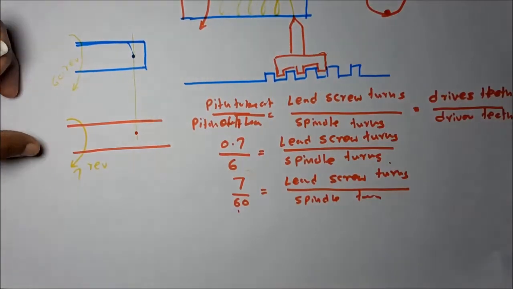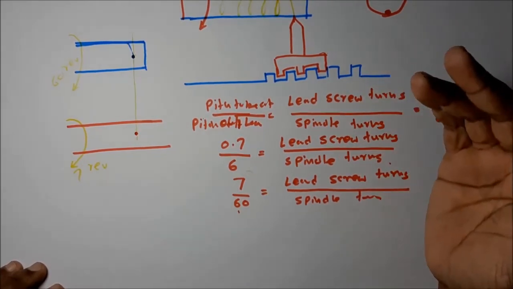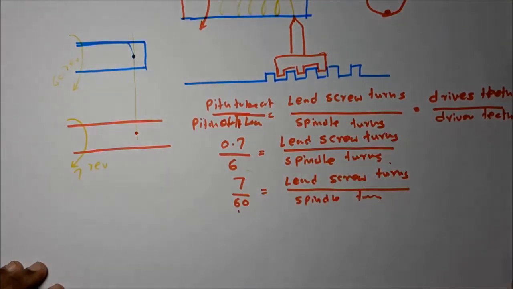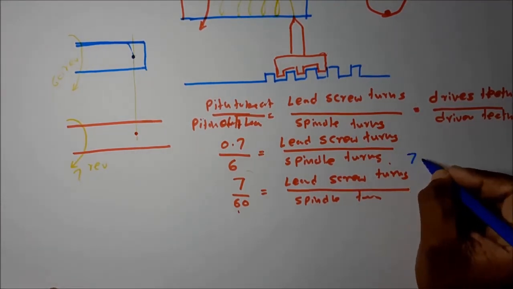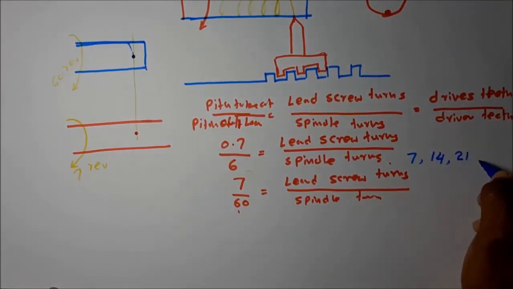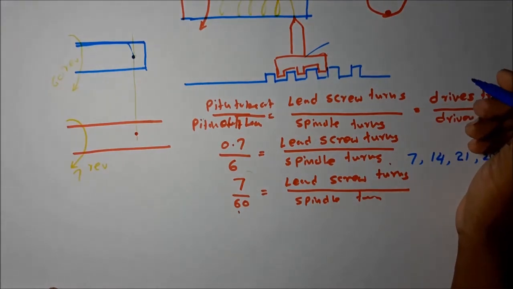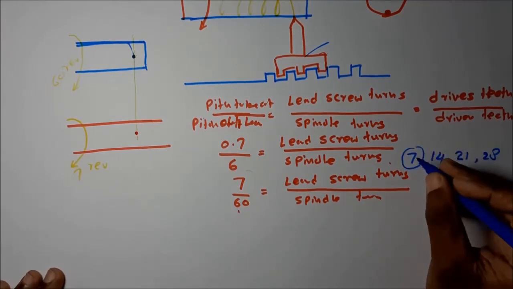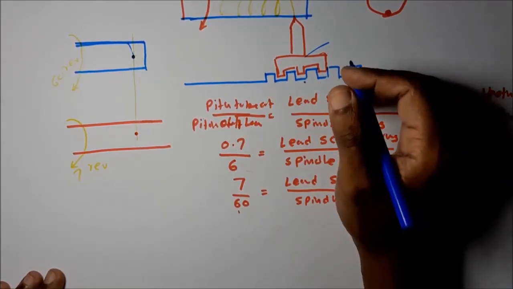Are you all clear with this one? That means if we can count the lead screw rotation in 7 step intervals, we have an engagement position. After each 7, 14, 21, 28 revolutions, we can engage the half nut. So to count these lead screw rotations, we are using a threading dial indicator.